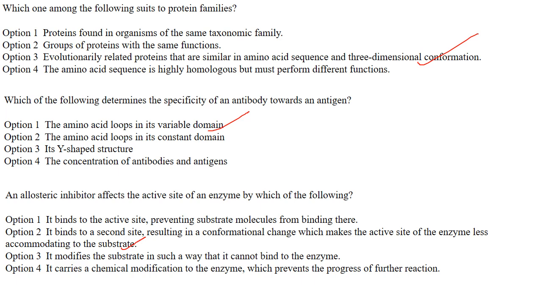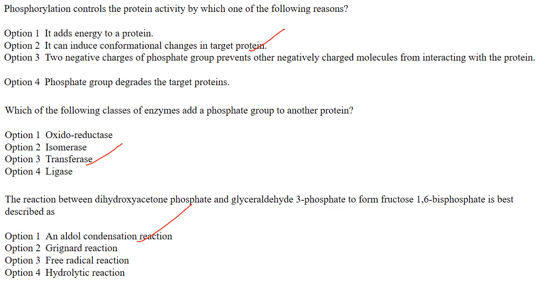Then phosphorylation controls the protein activity by which of the following reasons? So it adds energy to protein. It can induce conformational changes in target protein. Yes, that is correct. Then next one. Which of the following classes of enzymes add a phosphate group to another protein? So it is transferase. The reaction between dihydroxyacetone phosphate and glyceraldehyde 3-phosphate to form fructose 1,6-bisphosphate is best described as an aldol condensation reaction. Answer is option 1.